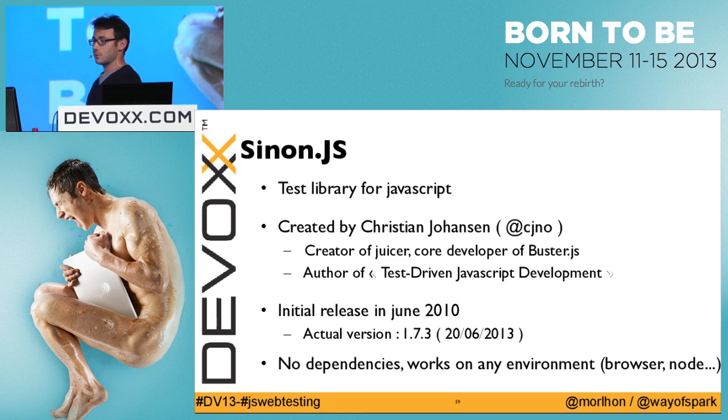It was created by Christian Johansen, who is also the creator of Juicer, and one of the core developers of Buster.js, which we'll also speak about in this presentation. He is also the author of Test-Driven JavaScript Development, which is a very good book about testing in JavaScript in general. The initial release was in June 2010, and it's currently in active development, even if it's very stable.